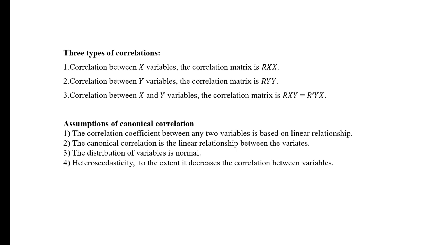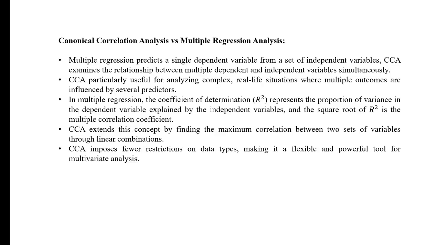Now, assumptions of canonical correlation. There are four assumptions of canonical correlation. The correlation coefficient between any two variables is based on a linear relationship. The canonical correlation is a linear relationship between the variates. Third, the distribution of variables is normal. Fourth, heteroscedasticity, to the extent it decreases the correlation between variables.